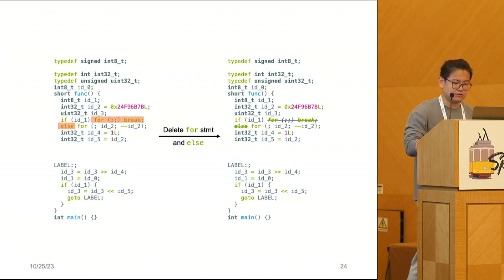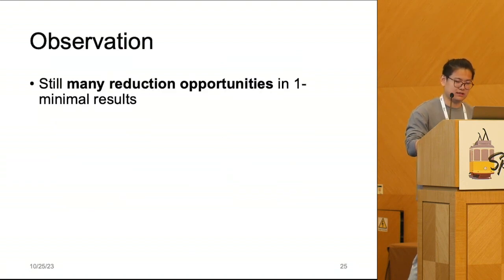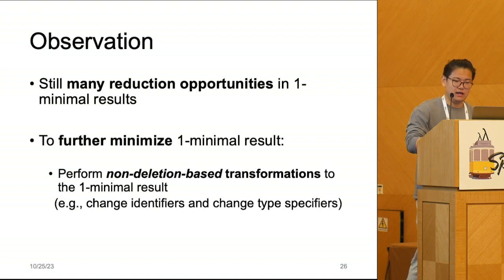And finally, we also found that if we remove the highlighted for statement and the keyword else at the same time, the program will still trigger the same bug. So from this example, we can see that there can still be many reduction opportunities in such a 1-minimal result produced by the state-of-the-art. And to further reduce a 1-minimal result, we can perform some non-deletion-based transformations to the 1-minimal result and possibly make it not 1-minimal. For example, we can change some identifiers or specifiers as shown in our example.